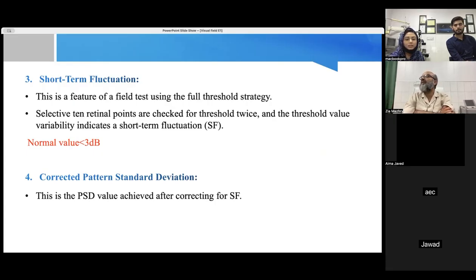Short-term fluctuation and corrected pattern standard deviation are the indices used in the full threshold strategy. In short-term fluctuation, we select 10 retinal points and check the threshold twice. Any variability in these values shows short-term fluctuation, and the normal fluctuation is less than 3 decibels. For the corrected pattern standard deviation, we subtract the short-term fluctuation from the pattern standard deviation.